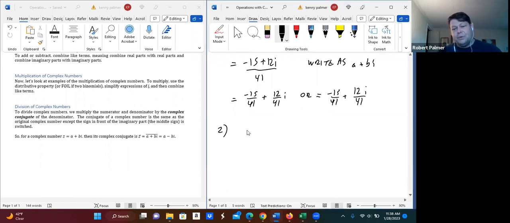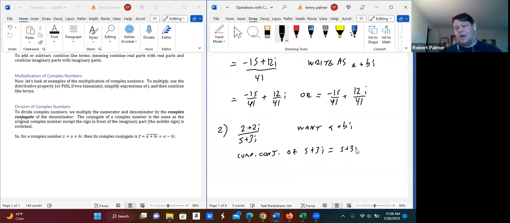This time in the numerator, I have 2 plus 2i, and down here, I have 5 plus 3i. Okay, the same thing we want out of this is to write this in a plus bi form at the end. Now, the complex conjugate of 5 plus 3i can be written in notation as 5 plus 3i with a bar over it to indicate it is the conjugate, and that's just going to be a number where we switch the middle sign, so it will be 5 minus 3i. Now multiply the top and bottom by that.